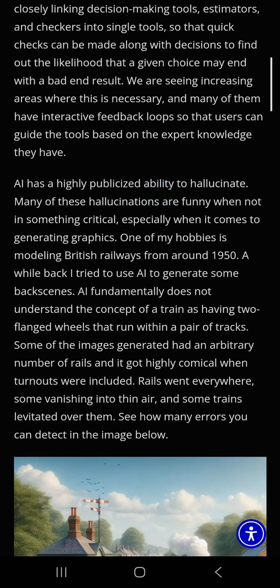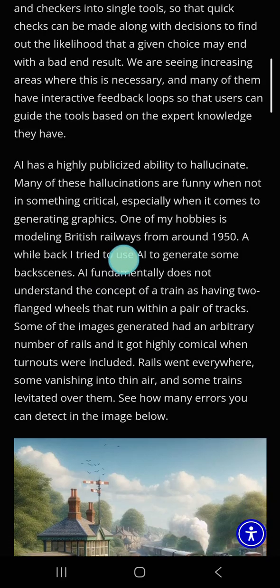AI has a highly publicized ability to hallucinate. Many of these hallucinations are funny when not in something critical, especially when it comes to generating graphics. One of my hobbies is modeling British railways from around 1950. A while back, I tried to use AI to generate some backscenes.